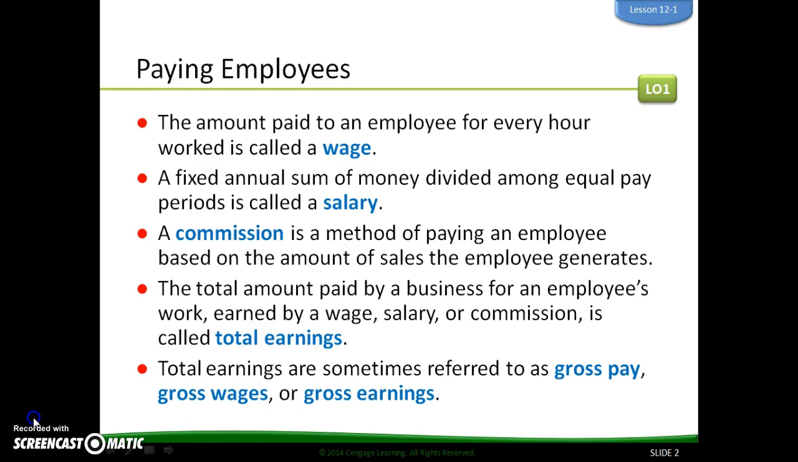One of the ways that we can pay employees if we would like to base it on activity from your employees is commission. So most frequently commission is tied to sales, and employees would receive commission-based pay based on how much they generate in sales. So the total amount that's paid by a business for the employee's work, either earned by a wage, a salary, or commission, is called their total earnings. Total earnings, we sometimes refer to this as gross. Okay, so gross pay, gross wages, gross earnings. We talk about that total amount as an amount in gross. And keep in mind that for most businesses, paying payroll is actually the largest expense for the business.